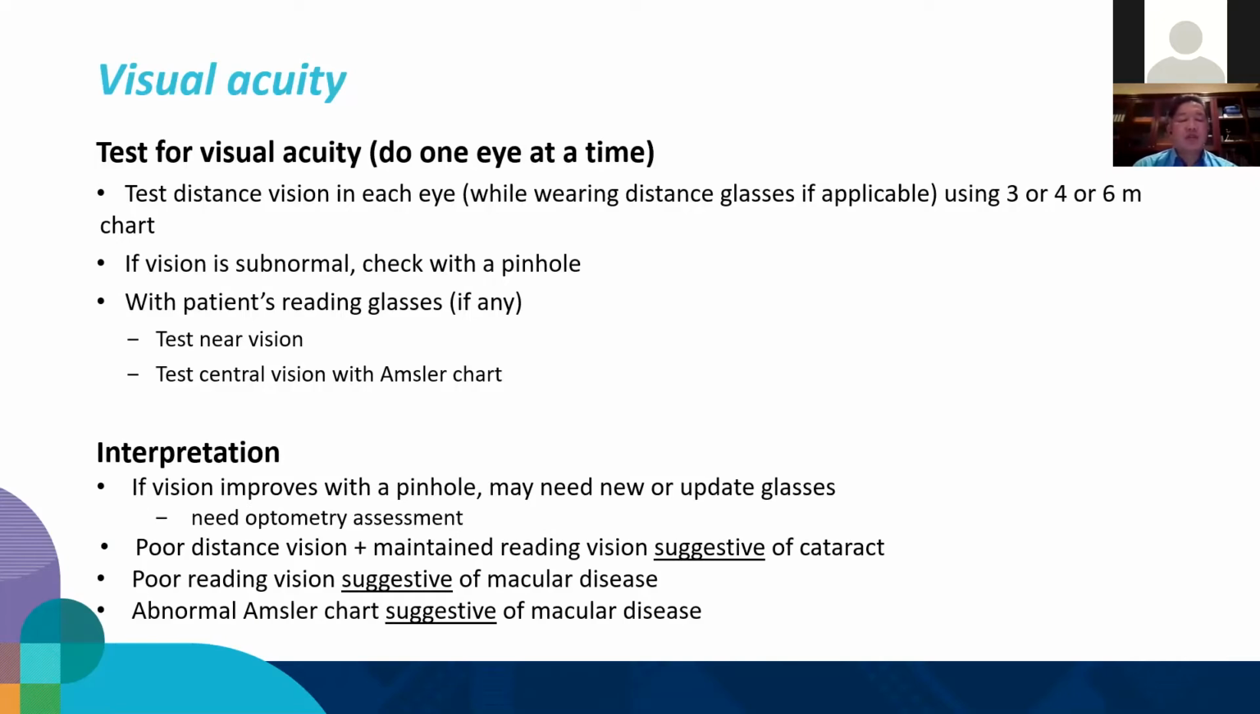If you find that the distant vision is poor, but the reading vision is pretty good, that is suggestive of a certain type of cataract, but not all cataracts. If the reading vision is poor, it is suggestive of some macular problem, such as macular degeneration. And then if the Amsler chart is abnormal, it does suggest some sort of macular disease there.